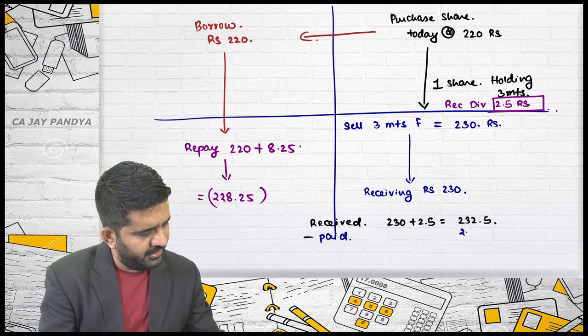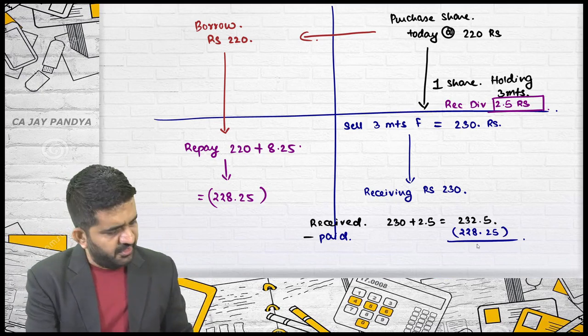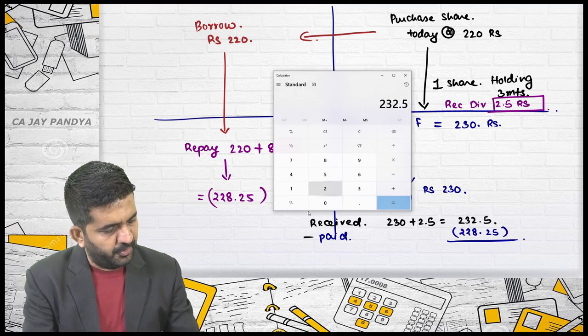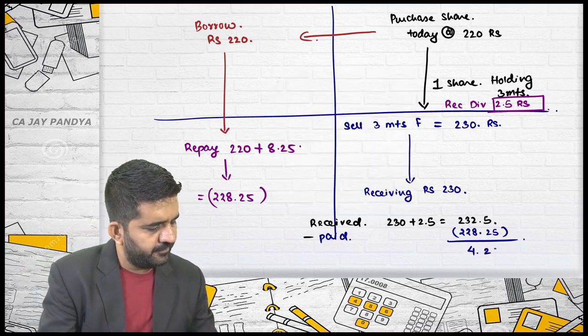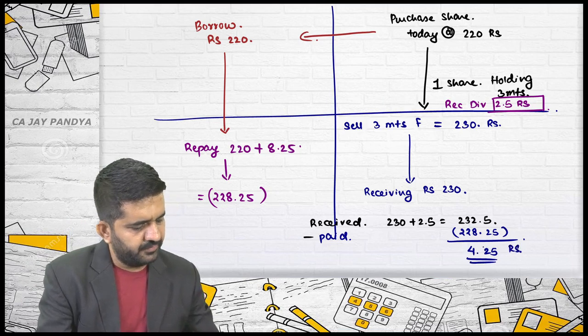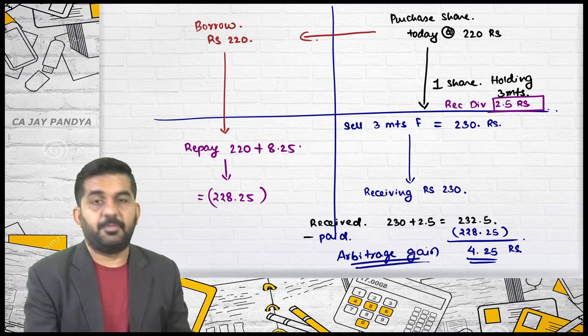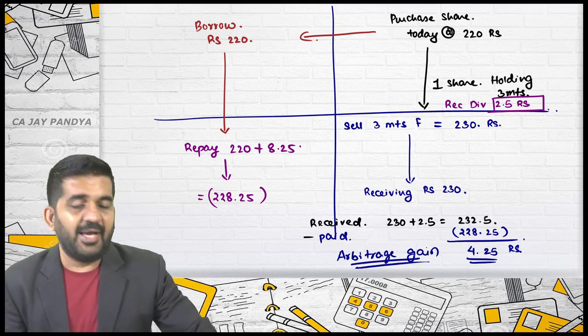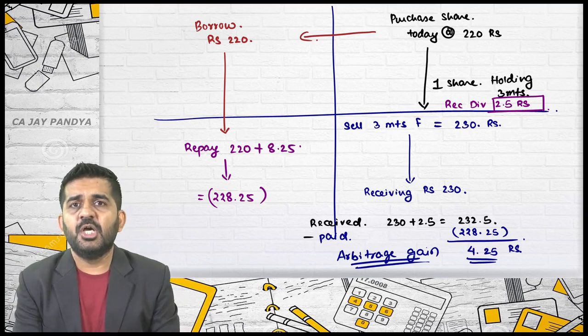That's right. What is paid? 228.25. That's right. What is the difference? 232.5 minus 228.25 is 4.25 rupees, which is the arbitrage. Again we have repeated the same thing. Alright. But understand, this process is termed the arbitrage process.